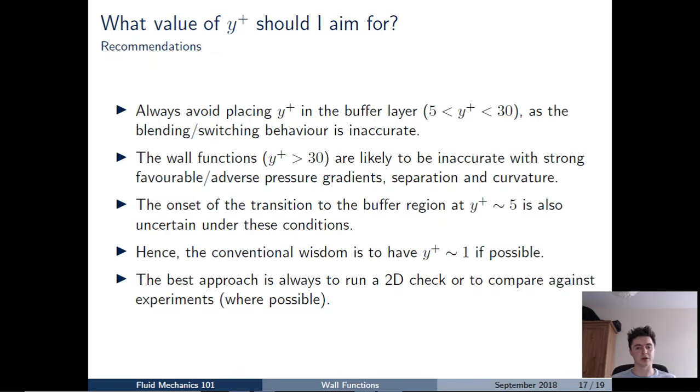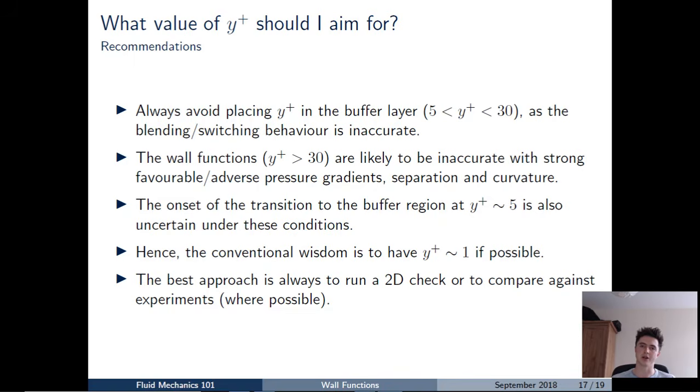Now at this point, it's worth noting that for some external aerodynamic simulations where separation and curvature effects are very strong, the conventional wisdom is to have a y plus approximately equal to 1. Now, this may appear a bit counterintuitive at first because we saw that the viscous sublayer extends from a y plus of 0 to a y plus of 5. But we should remember that the shape of that universal profile and the onset of the buffer region don't necessarily occur at y plus equal to 5 when we have strong curvature, separation, and pressure gradient effects.